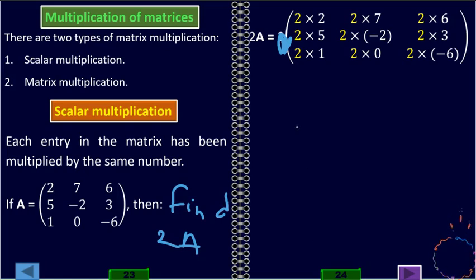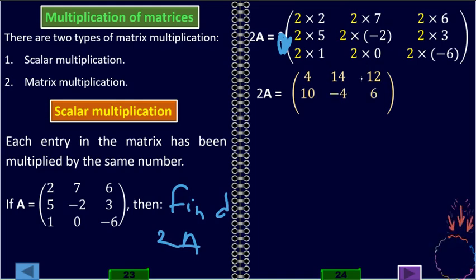So now, if we do that, 2A will give us, the first one, 2 times 2. What would that give us? 4. Then 2 times 7, 14. 2 times 6, 12. And then you follow the same way. You go down. So now this is the final answer after multiplying this original matrix by this scalar 2, by this number 2. So this kind of multiplication is known as a scalar multiplication.